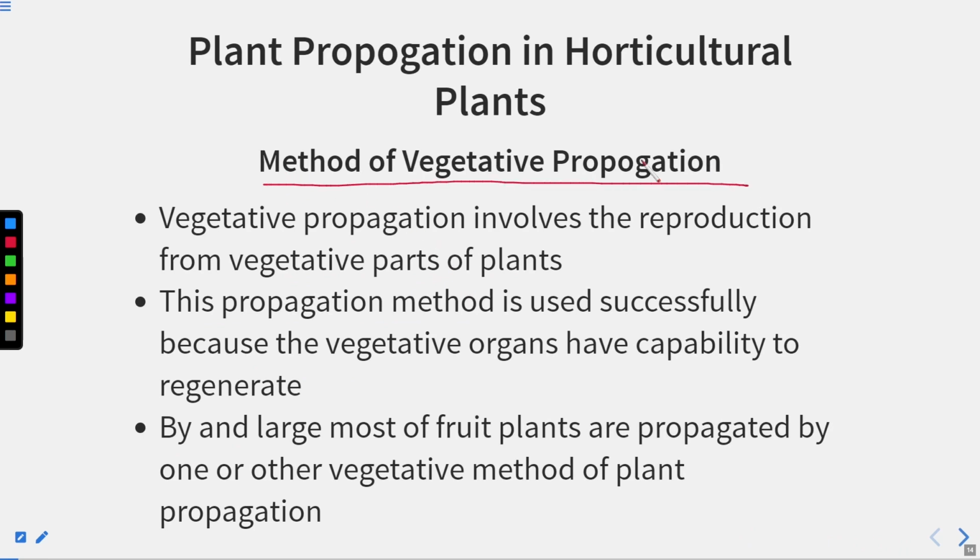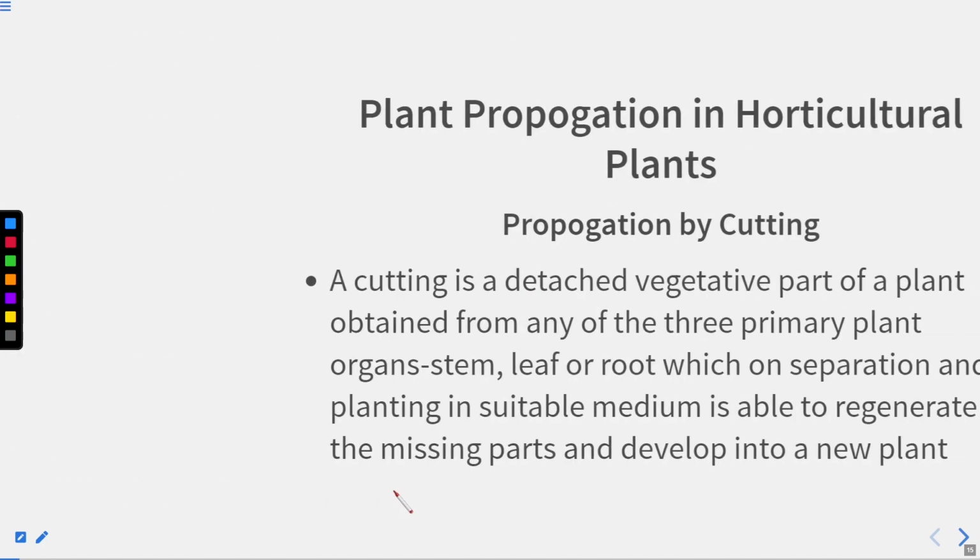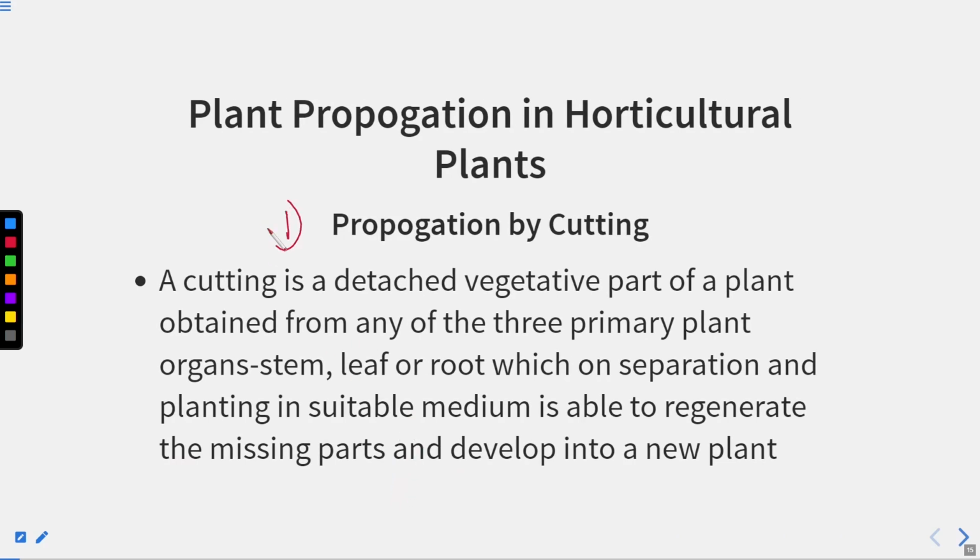Method of vegetative propagation. Vegetative propagation involves the reproduction from the vegetative parts of plant. This propagation method is used successfully because the vegetative organs have the capability to regenerate. We have discussed this, that there are so many vegetative parts, that could be a stem, that could be root, leaf, right? So by and large, most of the fruit plants are propagated by one or other vegetative method of plant propagation. So it saves our time. So first, let us discuss propagation by cutting.